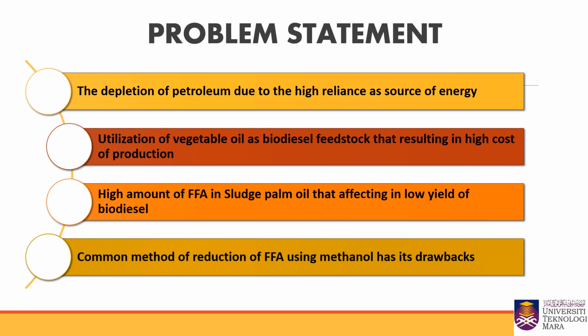Therefore, we want to come out with an alternative, which is the SPO, but the high amount of FFA is another problem that will affect the yield of biodiesel. Therefore, we go for glycolysis. The common method to reduce FFA used in other studies is methanol, but it has drawbacks because we have to use a much larger excess of methanol to successfully treat the SPO.